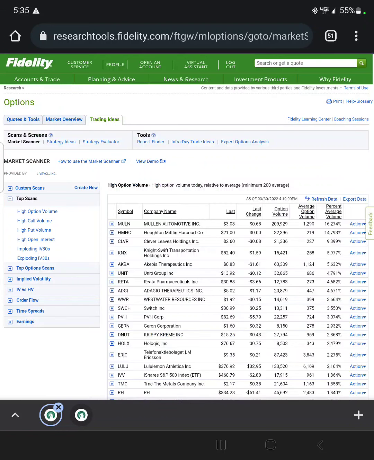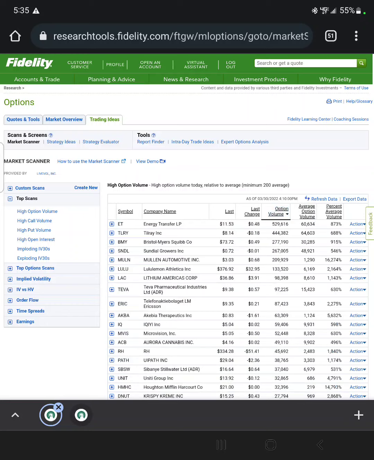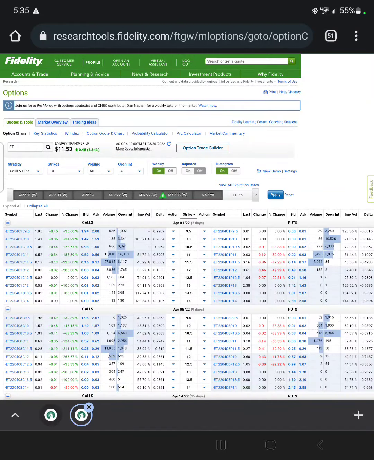Takes you to this page, at which point you can then click on here, option volume, and we'll do it again. And for some reason, there have been 529,000 contracts bought or sold. It's kind of interesting. Let's see why. So I've already got it pulled up.